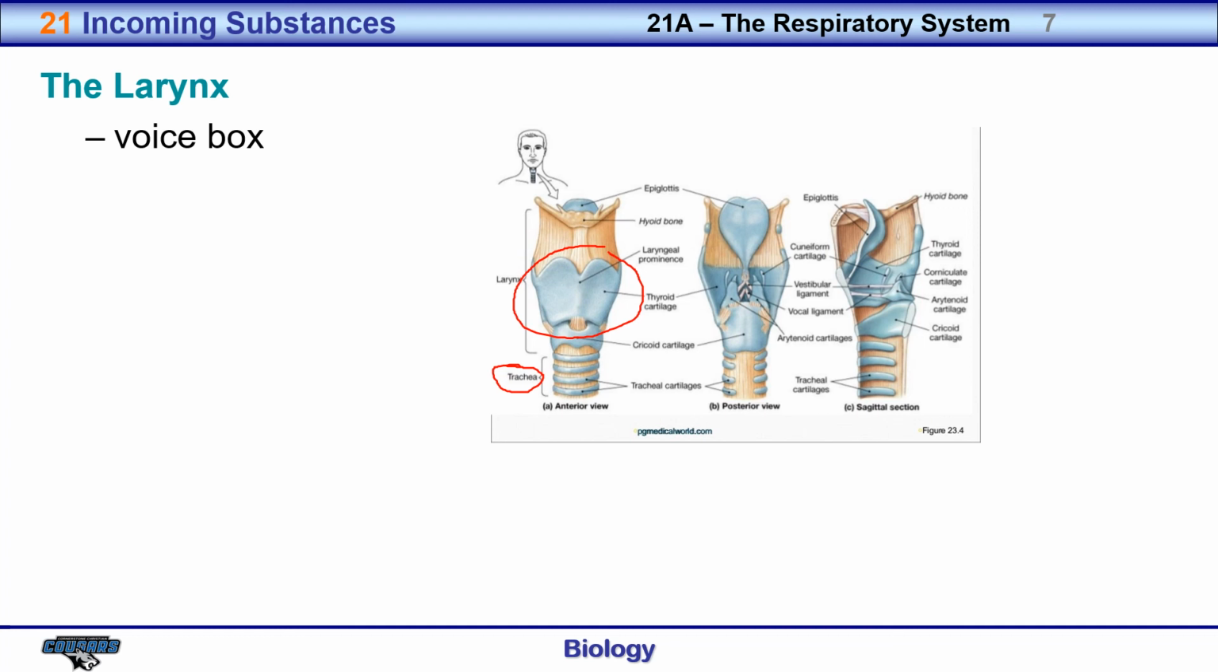The walls of the larynx consist of several cartilage structures held together by muscles and ligaments, and the larynx contains a pair of mucous membranes, known as the vocal cords. And if you look in this diagram over here, you can see the vocal cords are located kind of like in this area right in here.